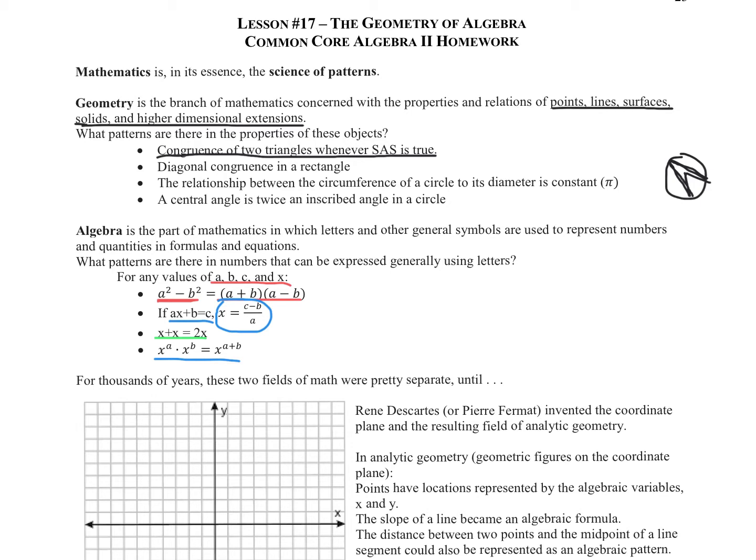Until someone named René Descartes, and I put or Pierre Fermat because there's some disagreement about who actually did this, but both of them were kind of involved in inventing the coordinate plane and the resulting field of analytic geometry. So what this meant was we started to take geometric things and we started to do algebra with them.